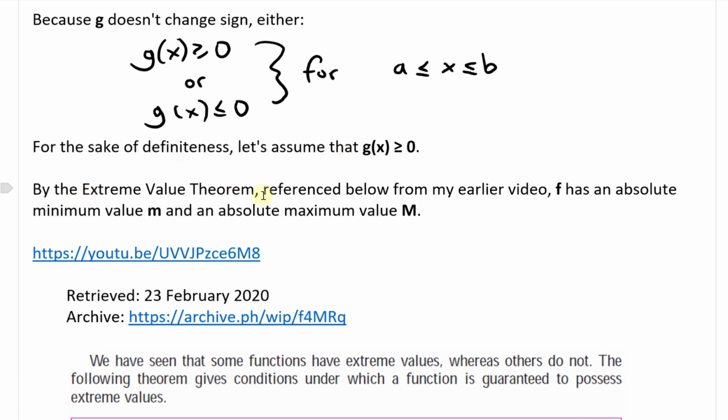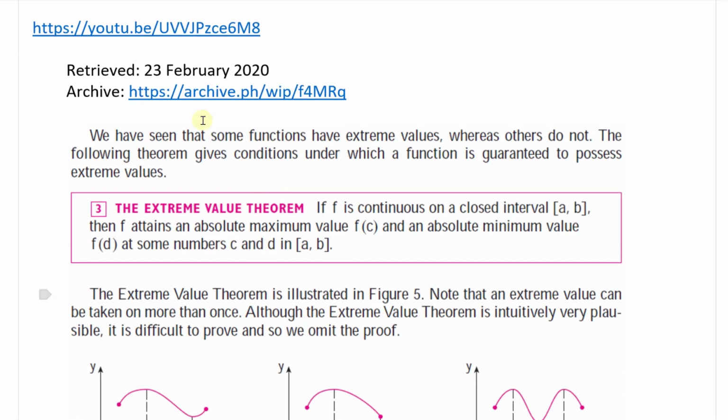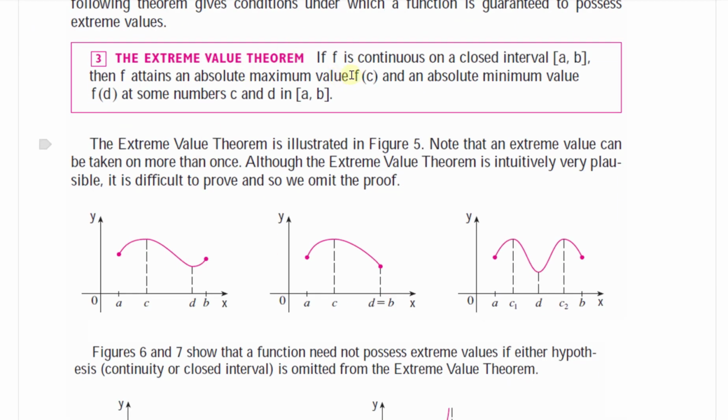By the extreme value theorem, also referenced below from my earlier video, f has an absolute minimum, lowercase m, and an absolute maximum, uppercase M. And here's a link from my earlier video on the extreme value theorem. So we have seen that some functions have extreme values, whereas others do not. The following theorem gives conditions under which a function is guaranteed to possess extreme values. Extreme value theorem: if f is continuous on a closed interval from a to b, then f attains an absolute maximum value f of c and an absolute minimum value f of d at some numbers c and d in the interval [a, b].